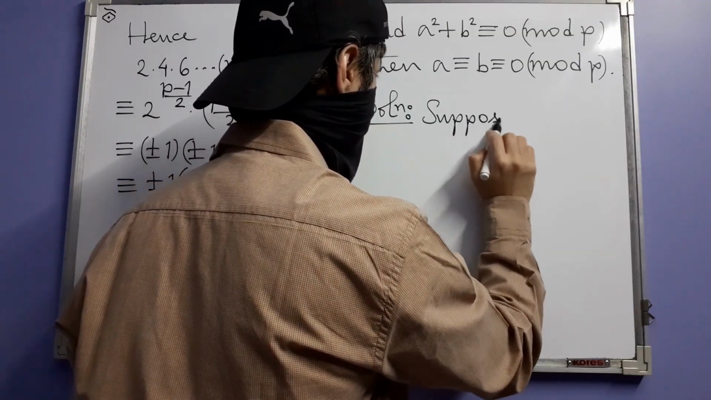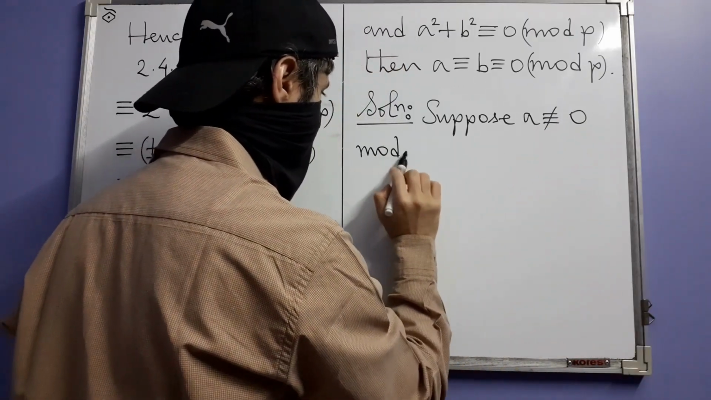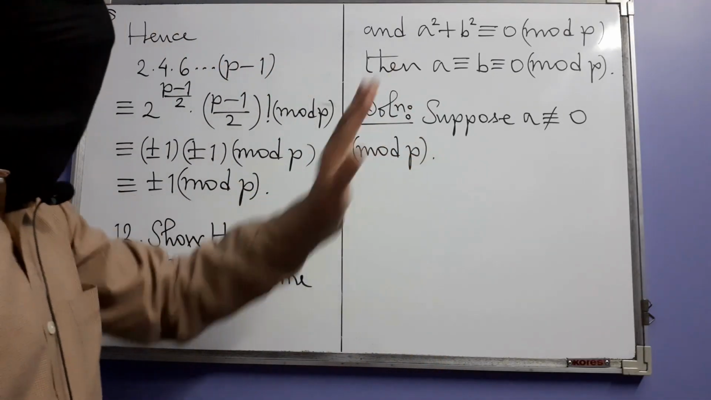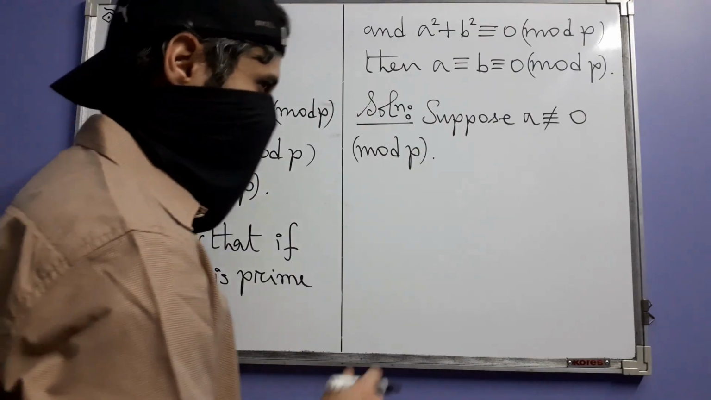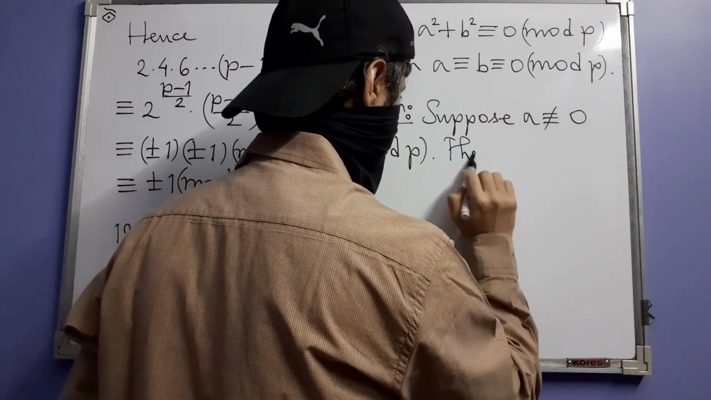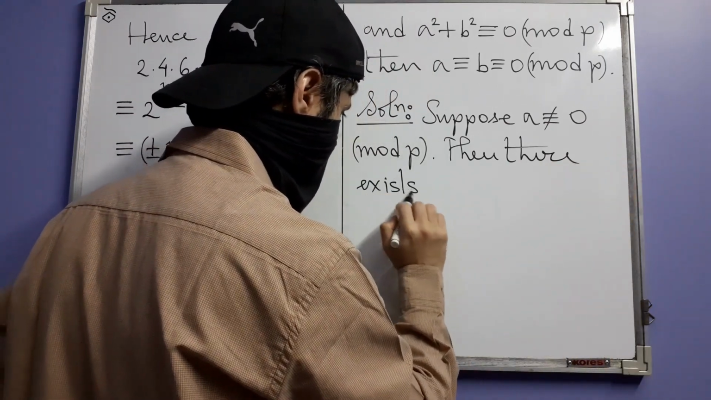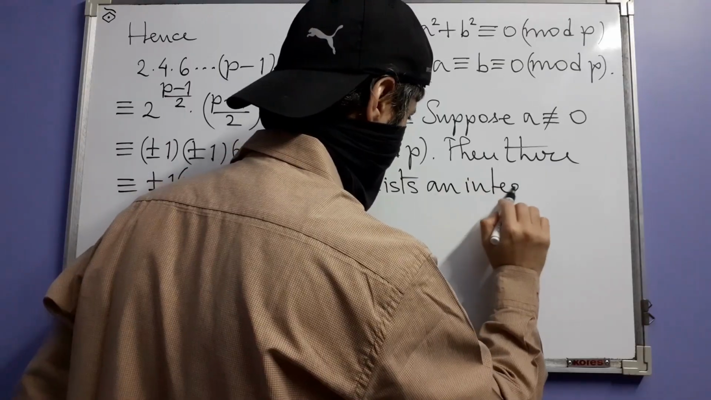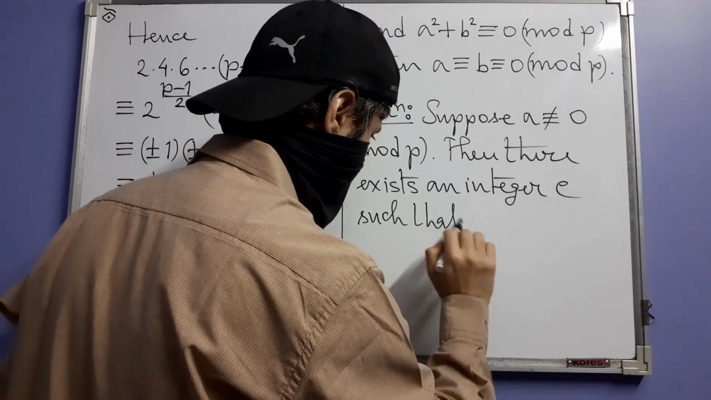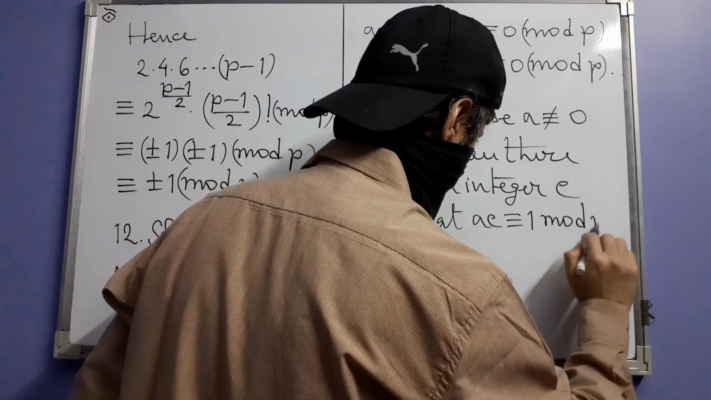Suppose that a is not congruent to 0 modulo p. So essentially that just means that p does not divide a. That means they are relatively prime. That is another way of looking at it. Then there exists an integer c such that ac is congruent to 1 modulo p.